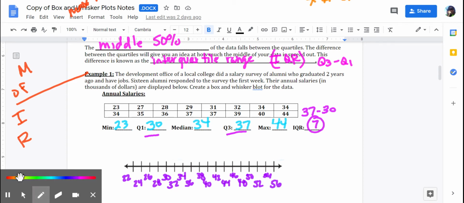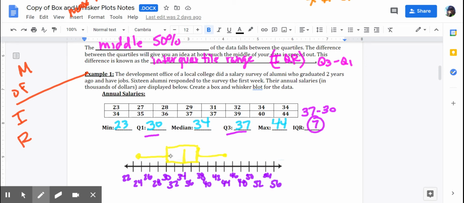So now as I go through, my minimum is at 23, which is right here. My Q1 is at 30, so here. Median 34. Q3 is 37. I always like to stop and connect my box here for some reason. And then my max is at 44. So I just want to connect each piece. Then I have my minimum here, my Q1, my median, Q3, and my max. And I don't have to put these numbers above it because I already have my 5-number summary listed right here on my page.